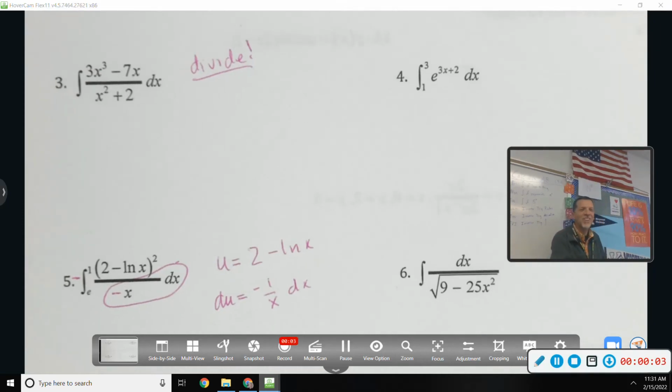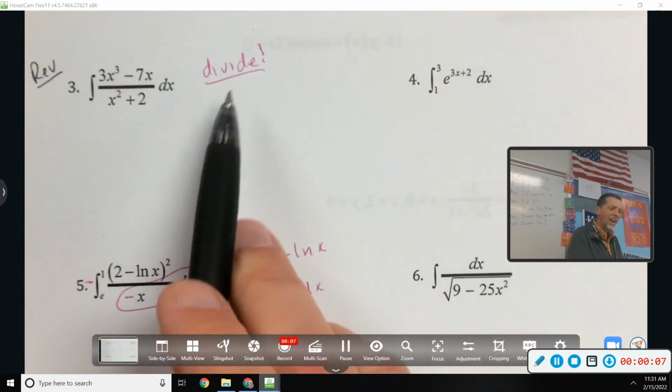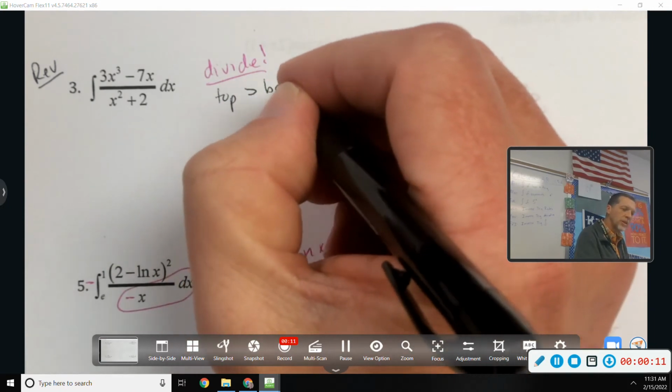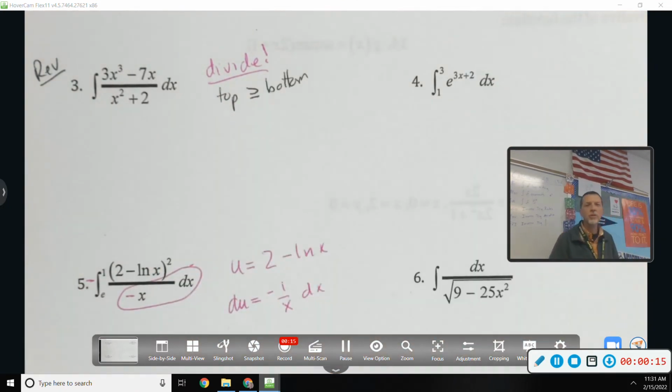I think I know what you mean. Looking at number 3 on the review, I have to divide because the top degree is greater than the bottom degree. Actually, even if it's equal to, you need to divide. The only time I can do synthetic is if it's just like x plus 2 or x minus 7. If it's more than that, I have to long divide.